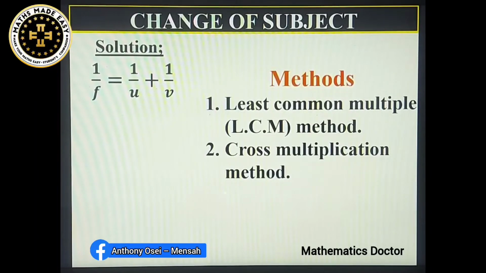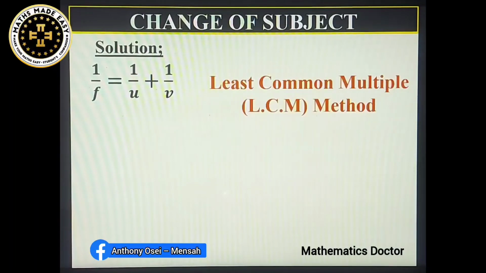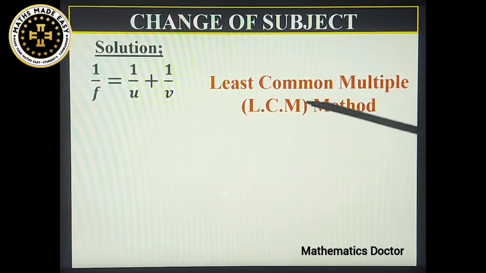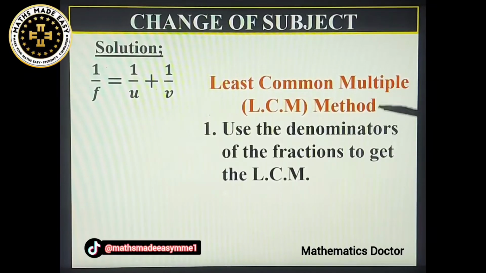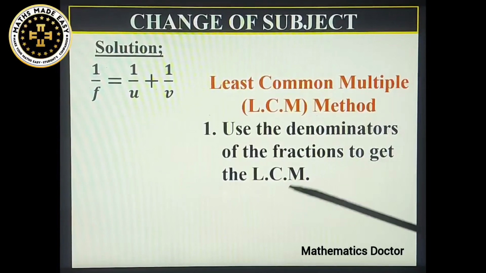Let us continue. Now we want to use the first method, which is the least common multiple method, to solve this. But before that, I want us to take a look at some notes we have to watch out for when applying this method. Number 1, use the denominators of the fractions to get the LCM. It means that once we want to get the LCM in this relation, we have to use the denominators f, u, and v to get the least common multiple.